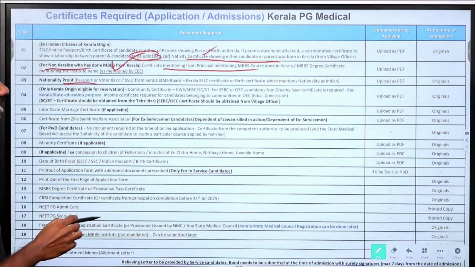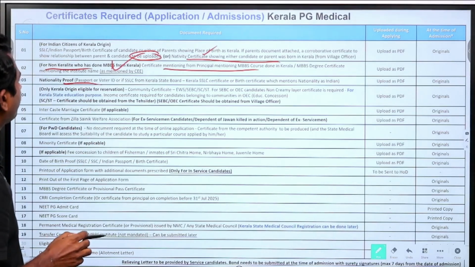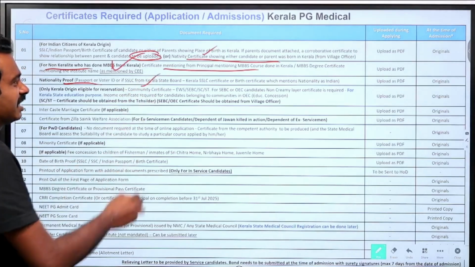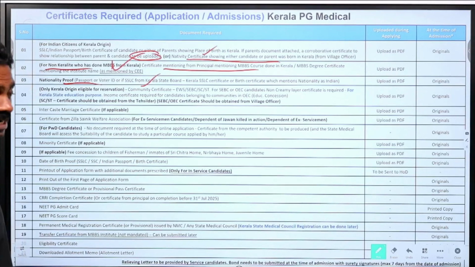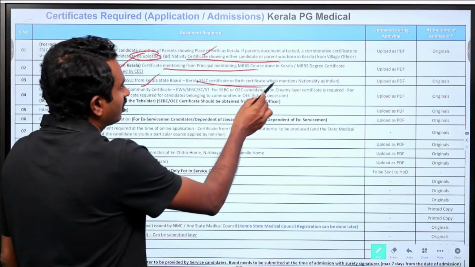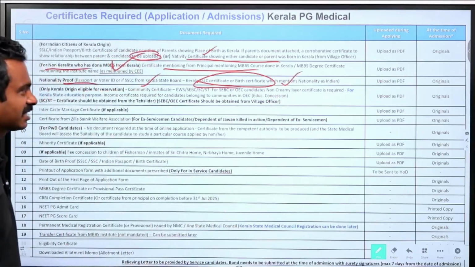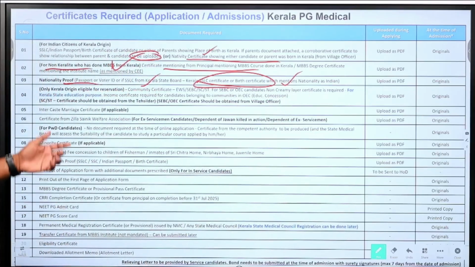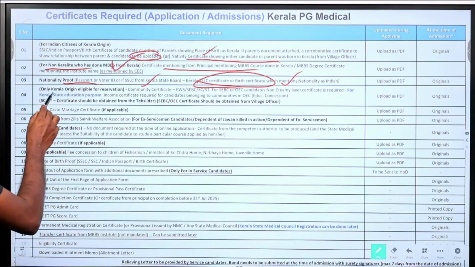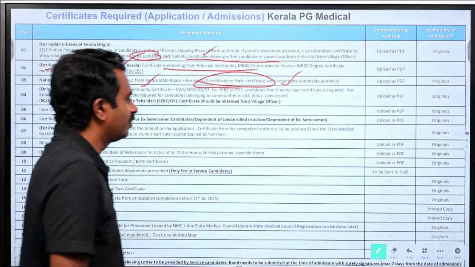Nationality proof: passport or voter ID, or if SSLC was done from the Kerala State Board, please mention that Kerala SSLC certificate, or a birth certificate which mentions the nationality as Indian is also fine, or you can have your passport or voter ID, that is fine. Only Kerala origin candidates are eligible for reservation.